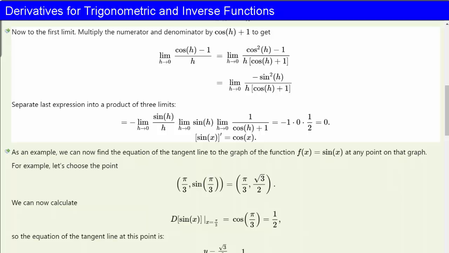So we have our first trigonometric derivative. The derivative of sine x is cos x.